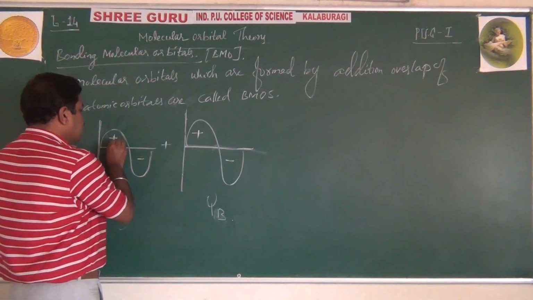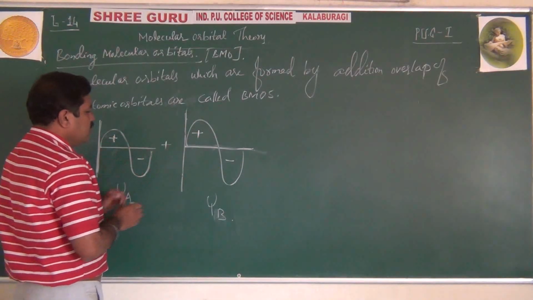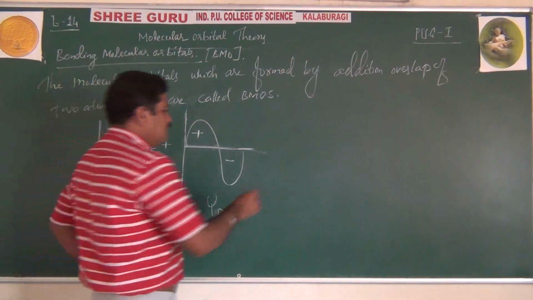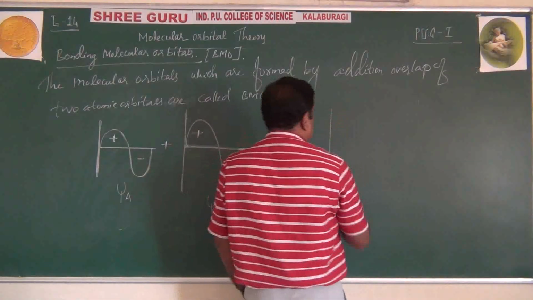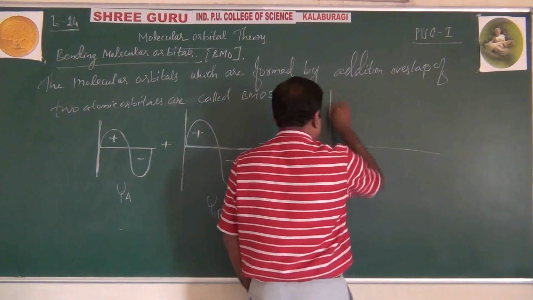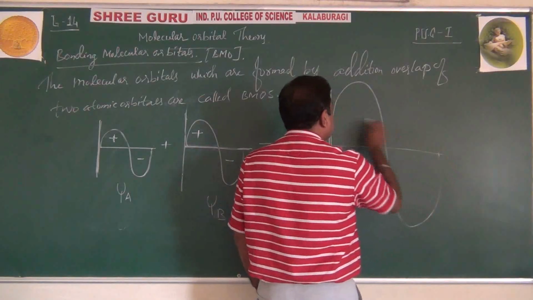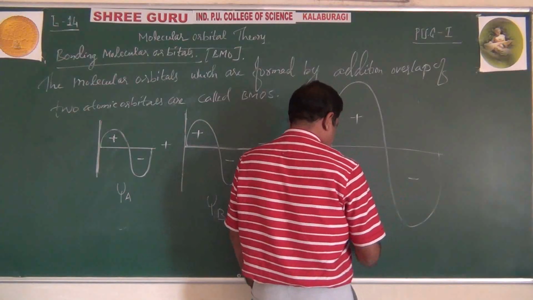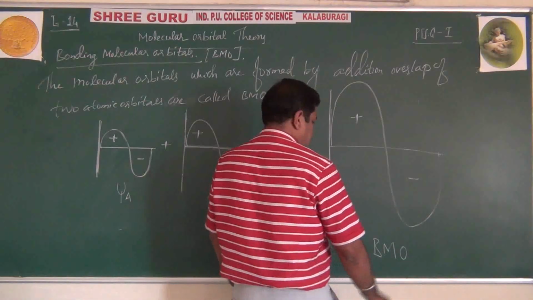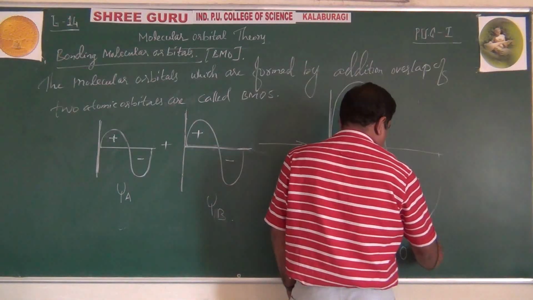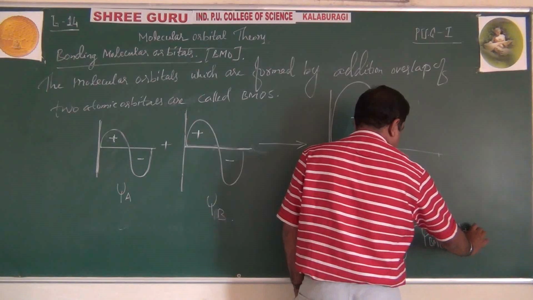See, plus and plus only, minus and minus, they will overlap. This is called proper symmetry and equivalent energy. What will happen here? There is a force of attraction between the nuclei, and the resultant increases. This is called BMO, bonding molecular orbital. Psi BMO is nothing but psi A plus psi B.